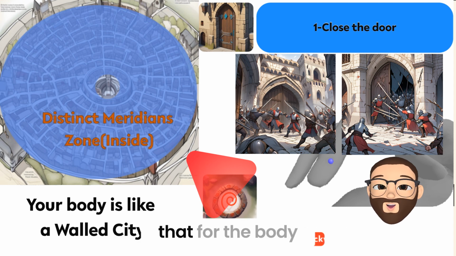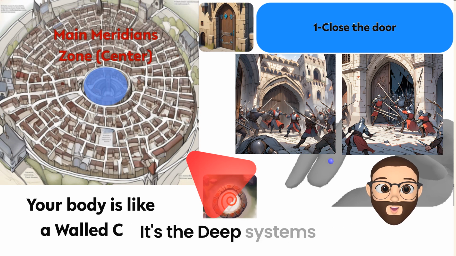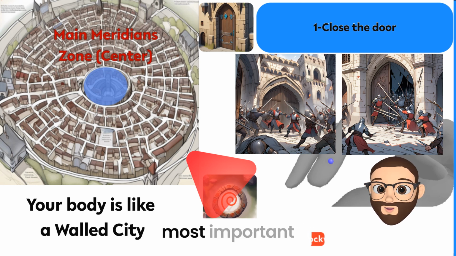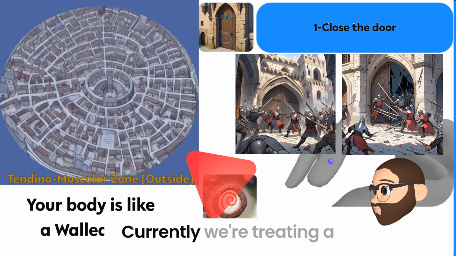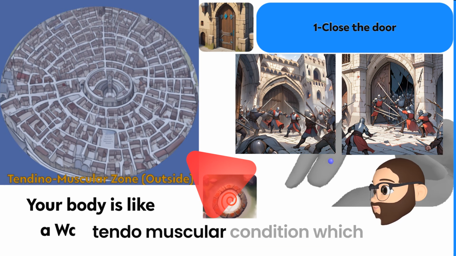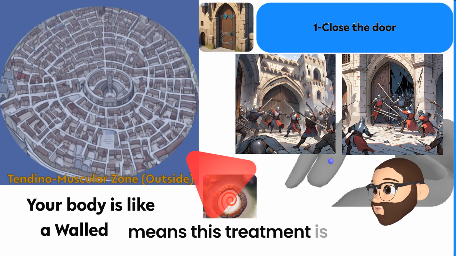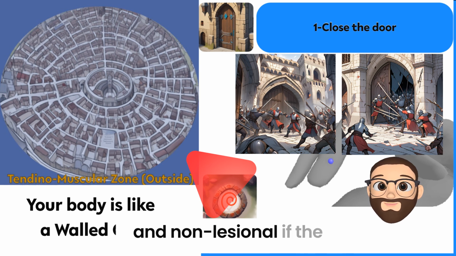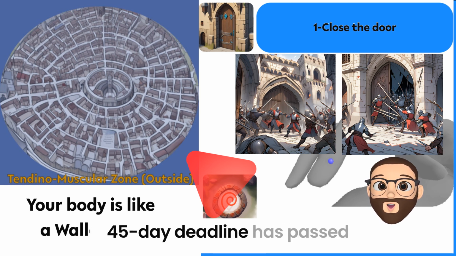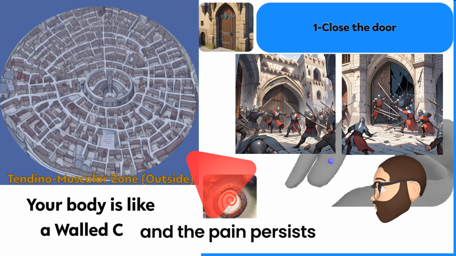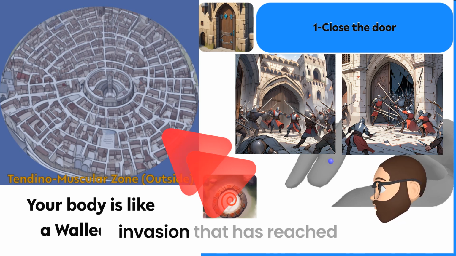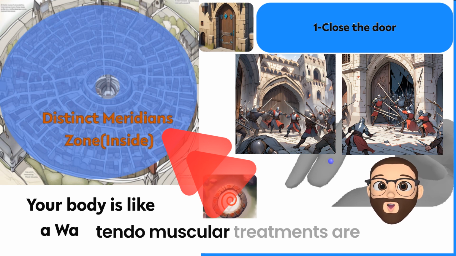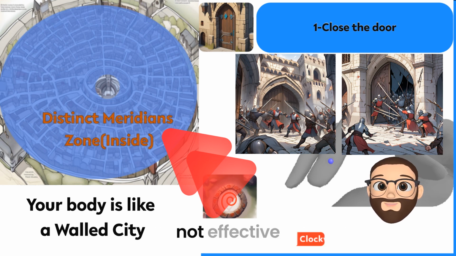We have to understand that for the body, it's the deep systems, the ones that sustain life, that are the most important. Currently, we're treating a tendinomuscular condition, which means this treatment is effective for pain of less than 45 days and non-lesional. If the 45-day deadline has passed and the pain persists, we're dealing with an invasion that has reached the 2nd depth level, and in this situation, tendinomuscular treatments are not effective.